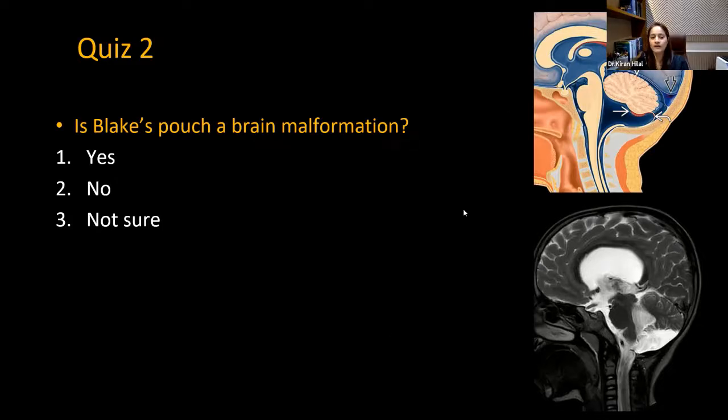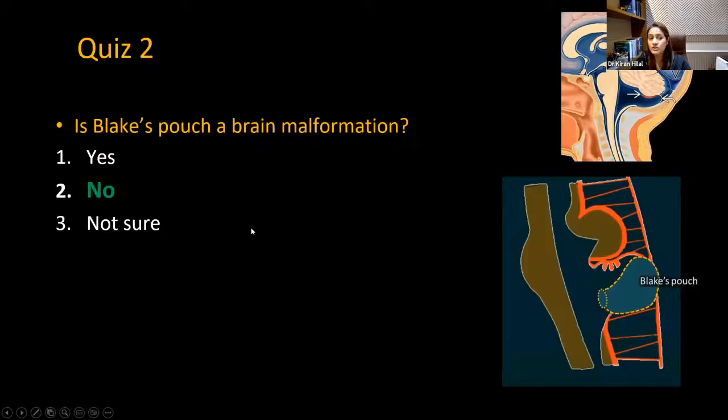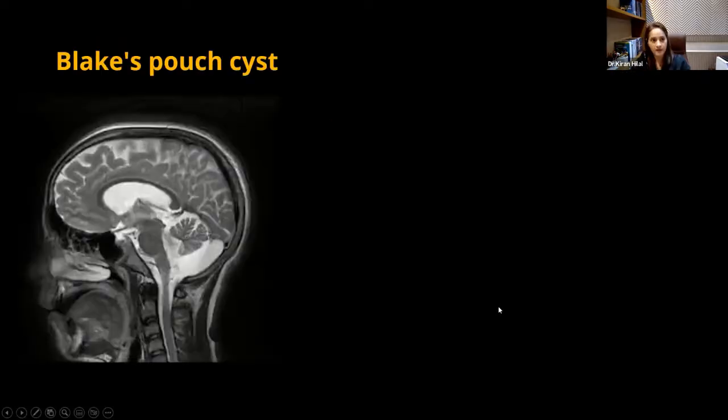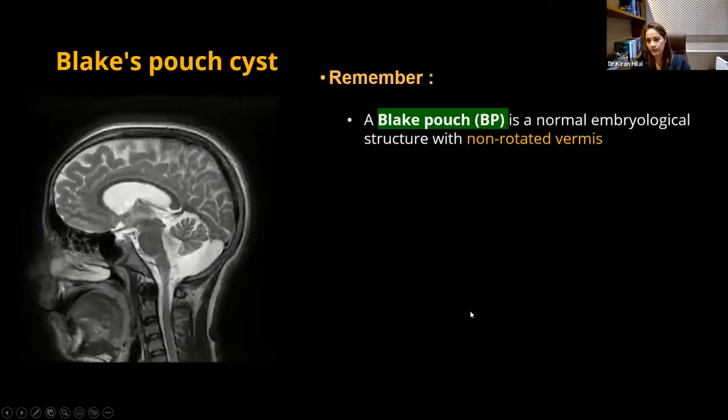So most of you are thinking no, which is actually the correct answer, but 32% of you are thinking that yes, this is an abnormal brain malformation. So let's see the correct answer. Okay, so Blake's pouch, remember the term, it's not a malformation, it's a normal embryological structure. So what I want all of you to remember, whenever we talk about the Blake's pouch, it's a normal structure. We call it a normal structure when you don't see any rotation of the vermis.